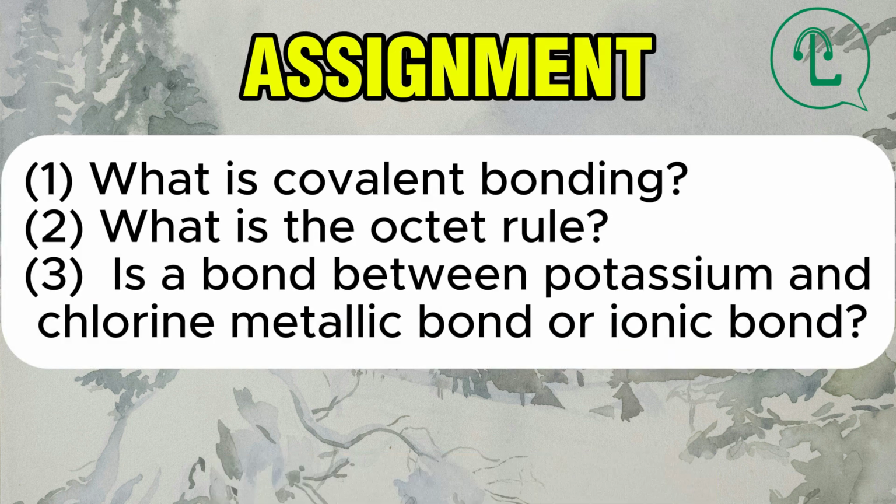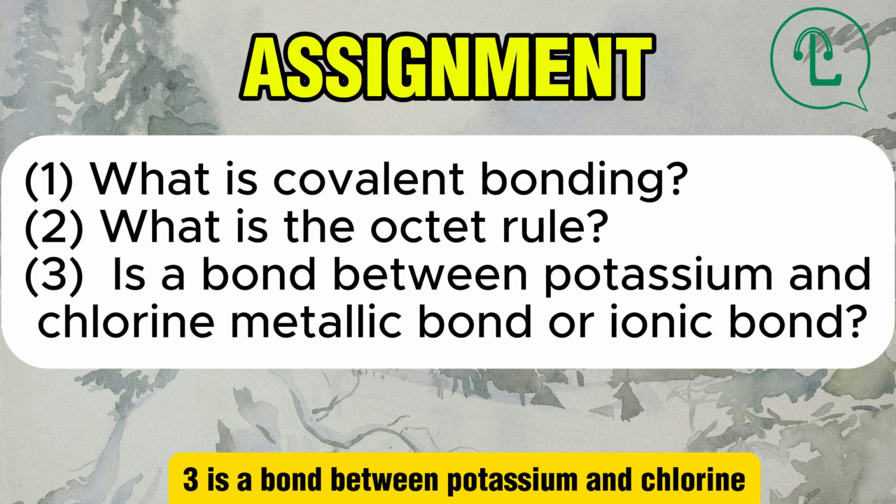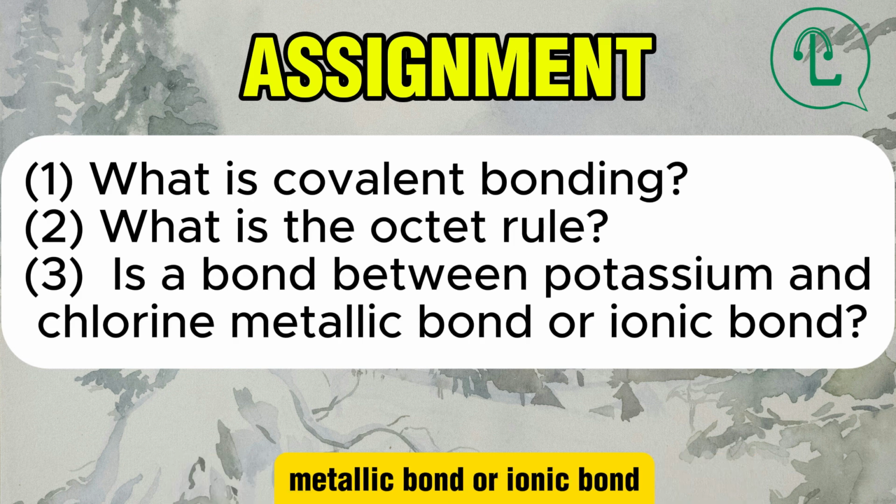Assignment. 1. What is covalent bonding? 2. What is the octet rule? 3. Is a bond between potassium and chlorine a metallic bond or an ionic bond?